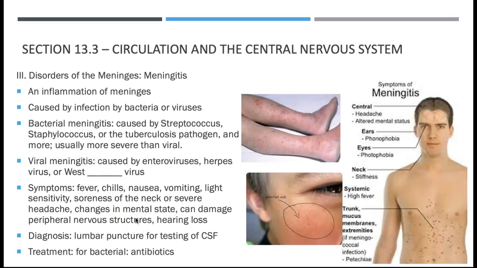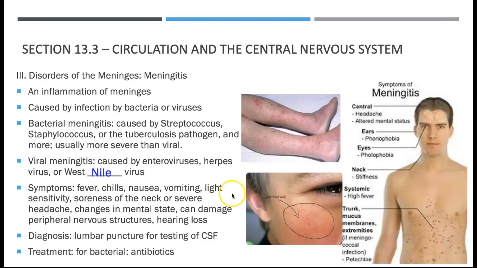And some other clinical perspective here, some disorders of the meninges. You all have probably heard of meningitis. This is when we have an inflammation of the meninge layers, and it's typically caused by bacteria or viruses. Bacterial meningitis is typically going to be caused by streptococcus, staphylococcus, or tuberculosis pathogens. And there's, of course, more that we will discuss in a microbiology course. Usually bacterial meningitis tends to be more severe than viral meningitis. Viral meningitis is typically caused by enteroviruses, herpes virus, or the West Nile virus.